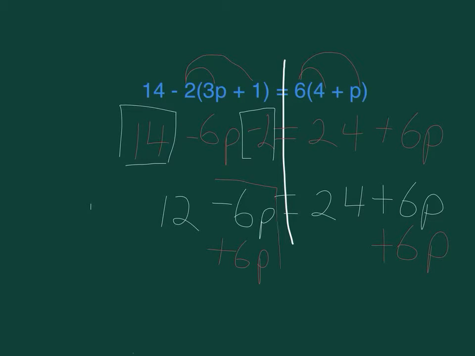On this side, negative 6p plus 6p is 0, so that cancels out. On the other side, 6 plus 6 is 12. And I'm going to keep my 24 because we haven't done anything with that yet. And on the other side, 12.